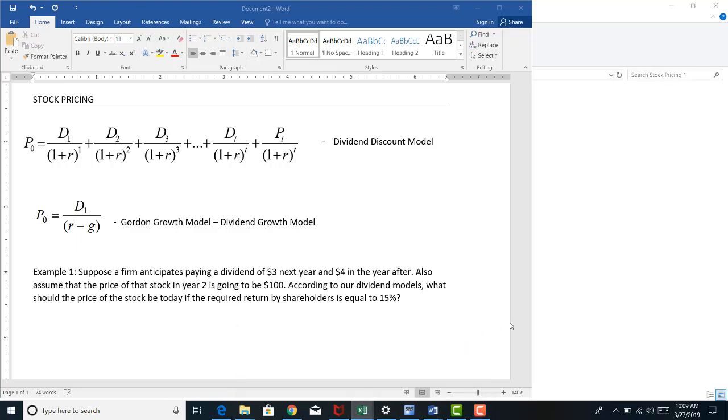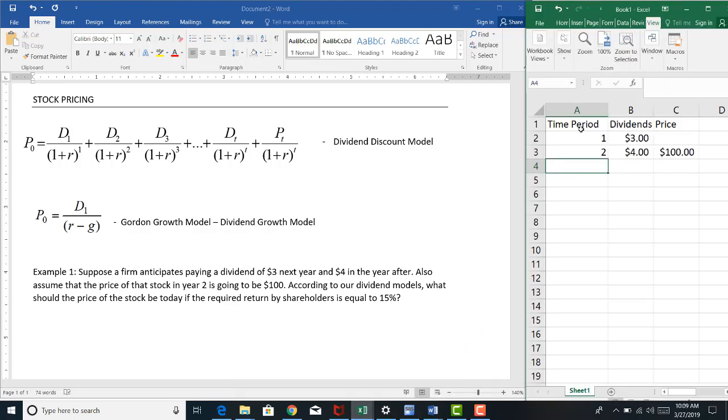I'm going to pull up Excel here. And here I have time period 1 and time period 2. These are the dividends that are going to be paid in each of those time periods, as well as the price of the stock in time period 2. So we're going to use this model. We're first going to calculate the present value of the first dividend. I'm going to type in, this is present value in year 1. And I'll say this is present value in year 2.